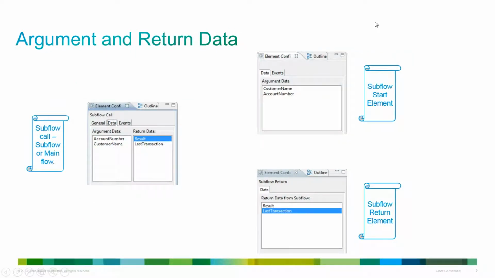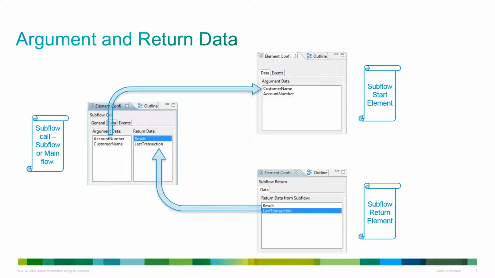Let us see how to set up parameter passing between the calling flow and the called subflow. What you see on the left side of the screen is the subflow call element configuration, top right is the subflow start element configuration, and bottom right is the subflow return element configuration. Here we are passing 2 parameters to the subflow, that is account number and customer name. This has to be exactly configured in the subflow start element configuration. The name should match, and the order does not matter.